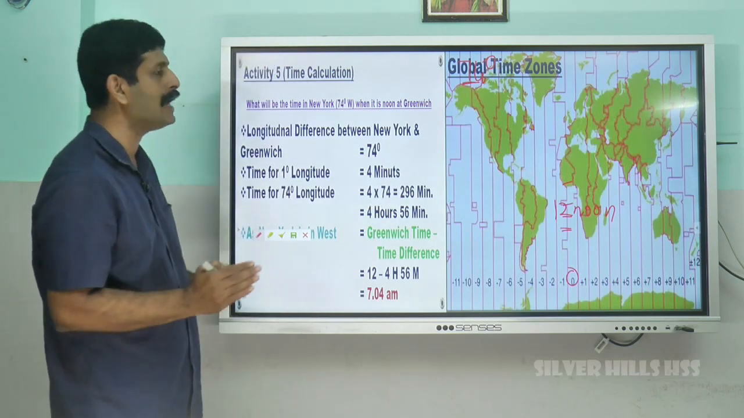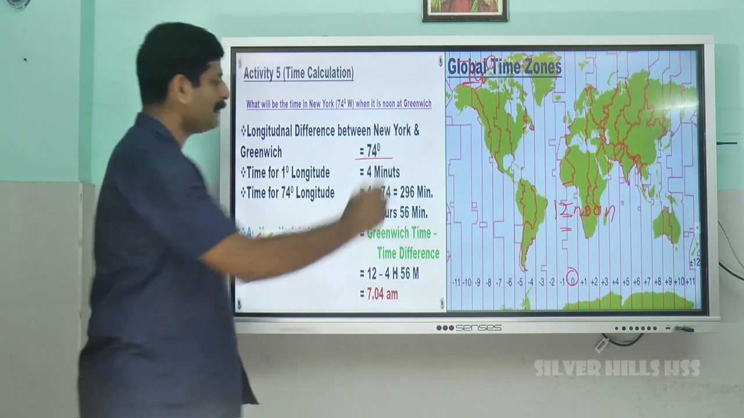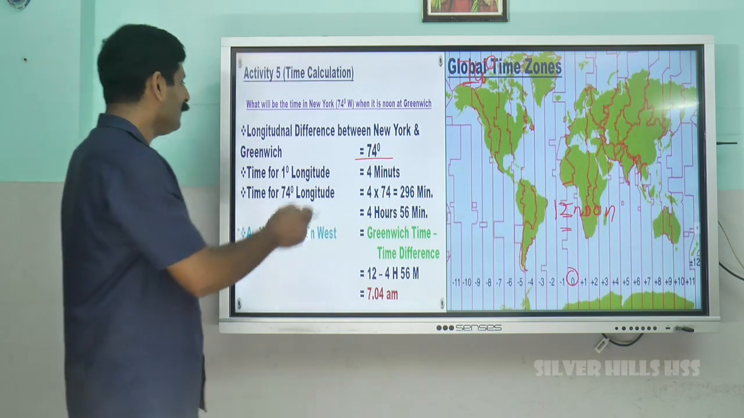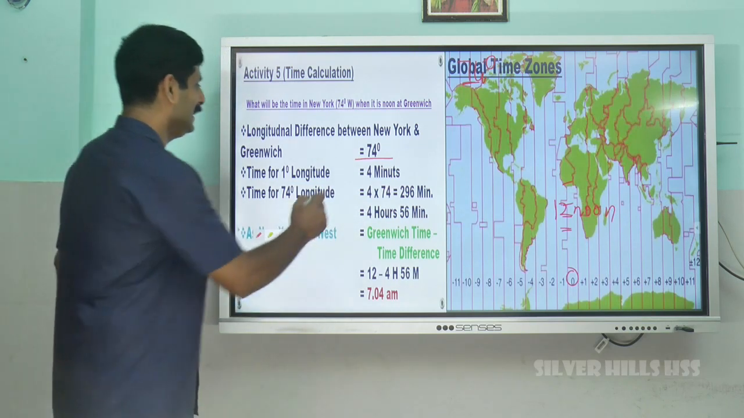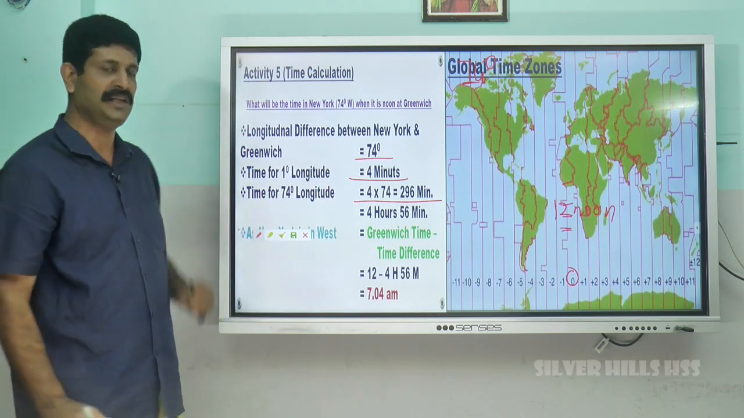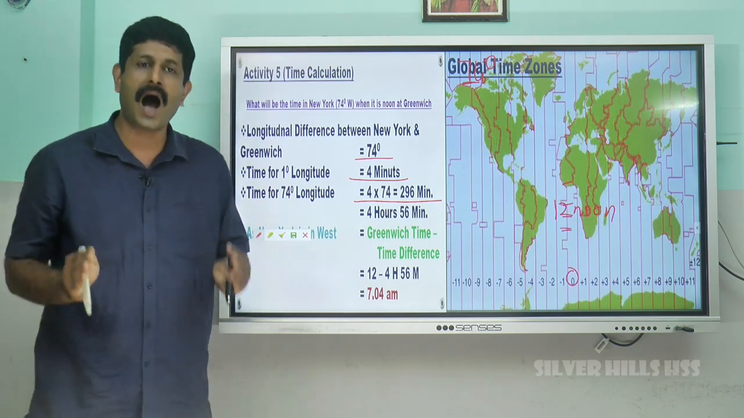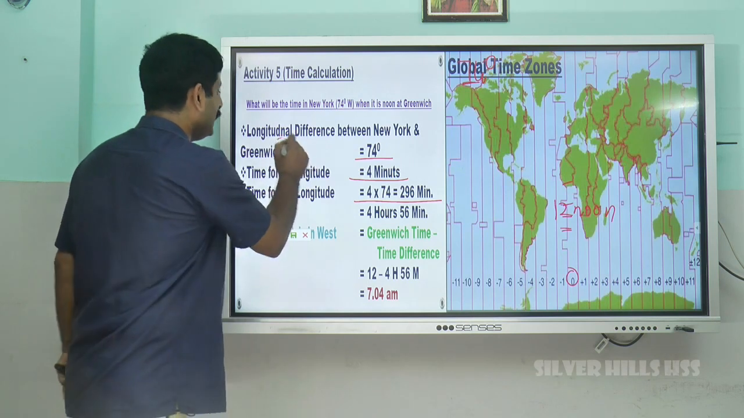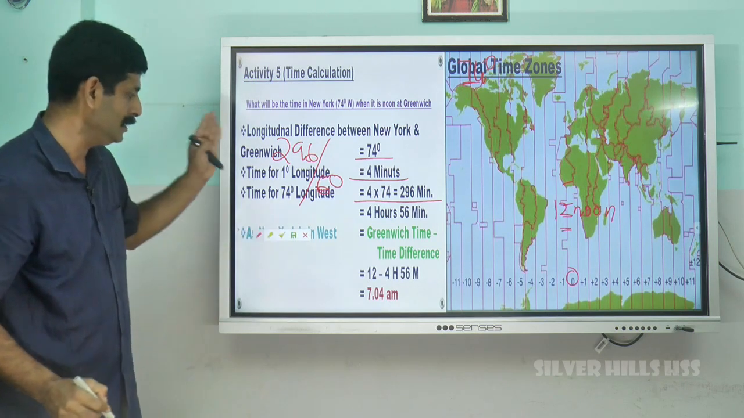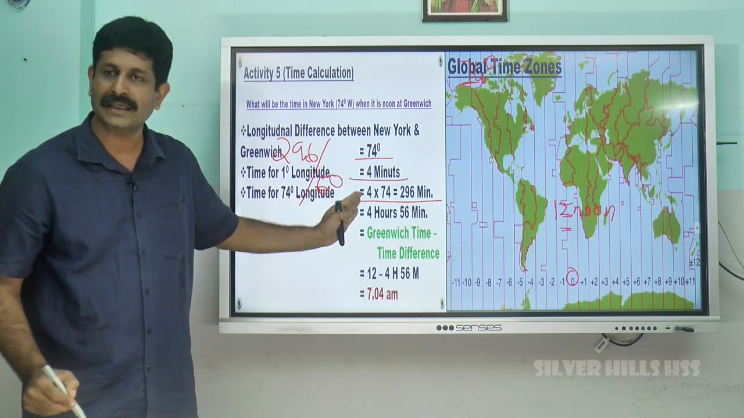First of all, we have to go through the longitude difference. The longitude difference is 74. 0 minus 74, that is 74 itself. Then we go through the TD, that is 4 minutes, 4 into 74, it will take around 296 minutes. Then for the TDH, we have to convert this into hours. That means we divide 296 by 60. Then we will get around 4 hours, 56 minutes.